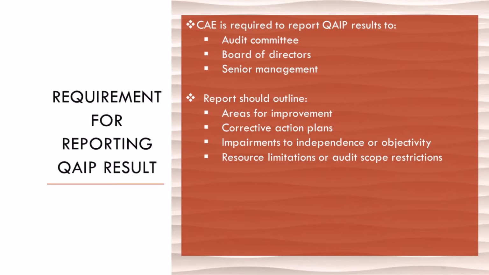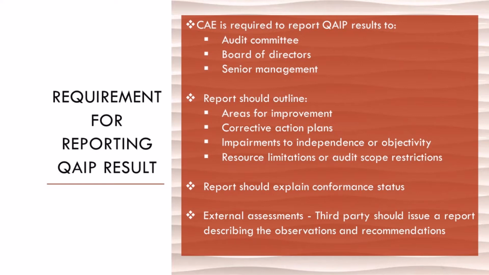Finally, the report should explain if the internal audit department did not conform, partially conformed, or generally conformed with the IIA's professional standards and other internal policies. For external assessments that are completed by a third-party assessor, the third party should issue a report describing the observations and recommendations to improve internal audit quality, efficiency, and effectiveness.